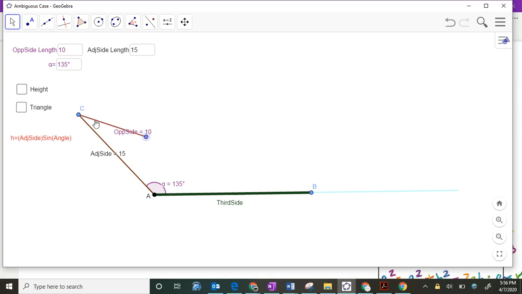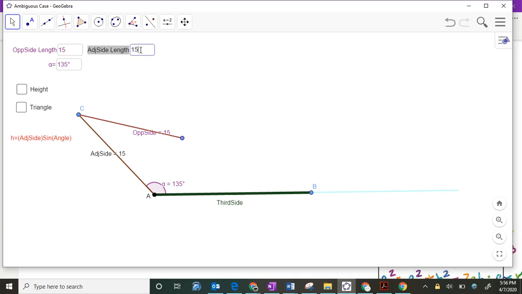So anything between 0 and 15, it's not going to reach it. So what happens if I actually have 15 there? If I have 15, it is still not going to reach it because that's the length of the opposite side. So see, notice how it does not form a triangle on there.